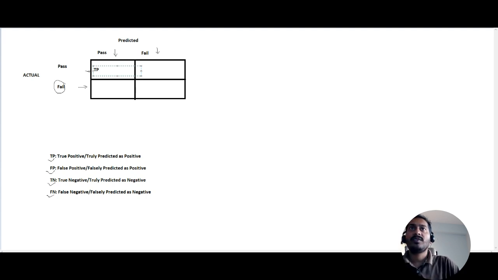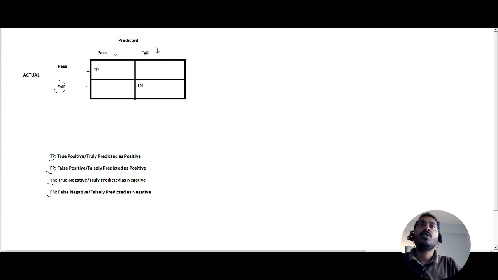so I will write it as a true positive. Okay, now if I go for the corner coordinate where it shows fail in the actual values and in the prediction also it says fail, this is called a true negative, meaning truly predicted as negative. That student was going to fail, and the machine learning model prediction also shows this student is going to fail, so the whole category comes as a true negative.